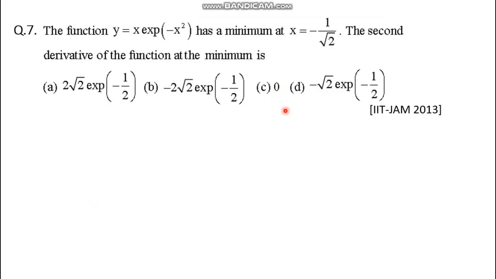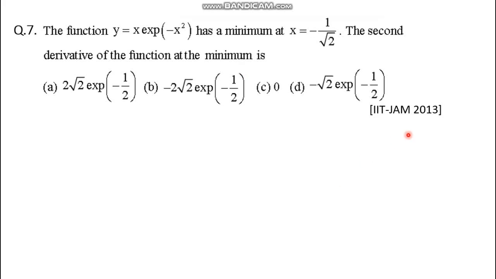And the last and final question of this lecture: the function y equals x into e to the power minus x squared has an extremum at x equals minus 1 by root 2. It has a maximum value if you put x equals minus 1 by root 2. So the second derivative of the function at the minimum is, sorry, this is not maximum, this is minimum. At that point, what should be the value of the second derivative? So we just have to differentiate this.